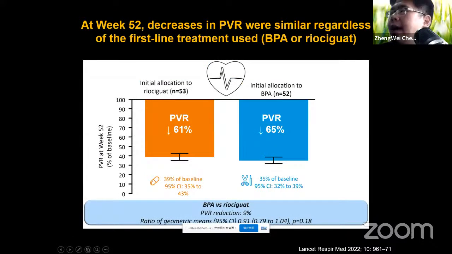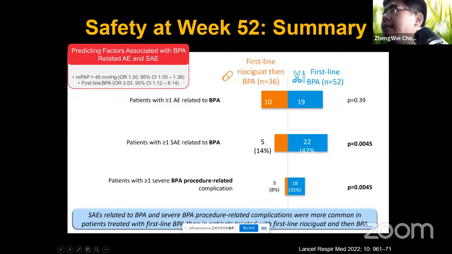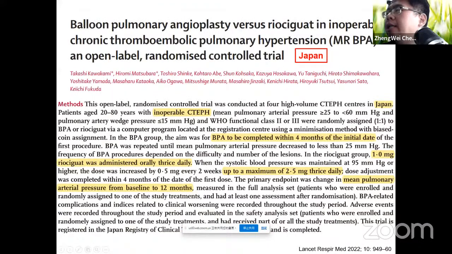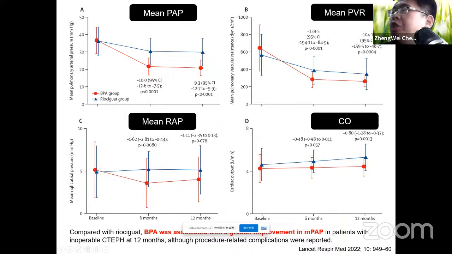And in the extended study at week 52, the PVR decrease was similar between the two groups. However, in the safety assessment, the first-line BPA group had more severe BPA-related complications than the first-line riociguat group. In another study, called MR BPA, just published in the same journal, Lancet Respiratory Medicine, and conducted in Japan, the treatment effect of BPA and riociguat was compared in inoperable CTEPH patients. The results show that BPA was associated with a greater improvement.